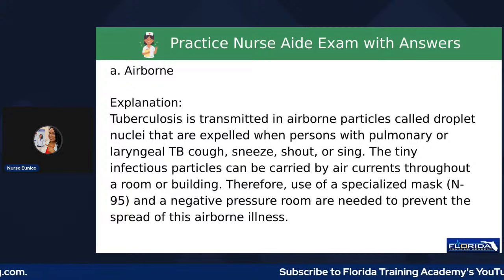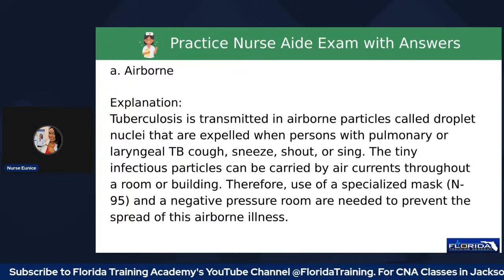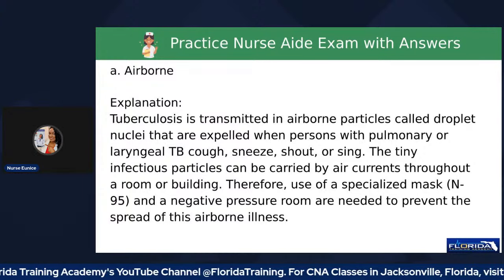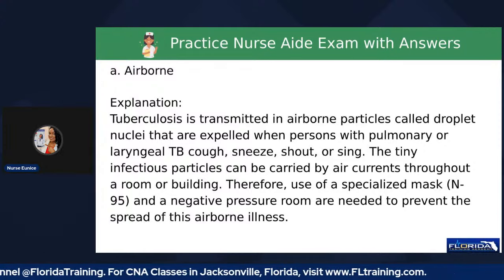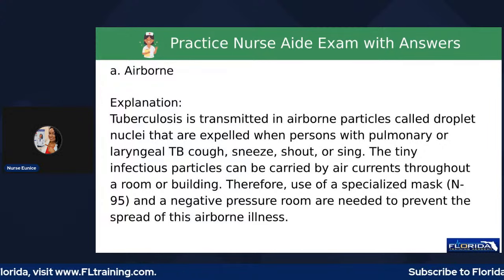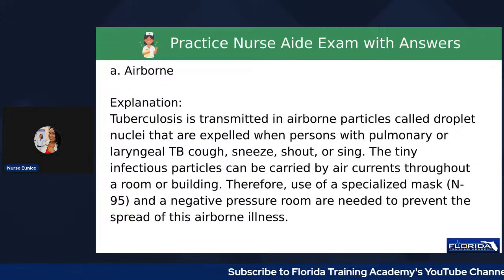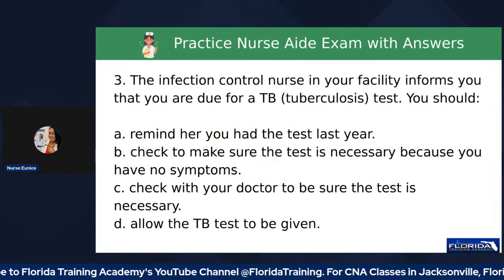And you have to wear a specialized mask called an N95 mask. And if you have them in your facilities, we put these patients in a negative pressure room, which means that whenever you open the door to enter their room, their germs don't go out into the hall. Their germs go out into a different area that's going to be contained. That way the people in the hall don't get tuberculosis. So N95 mask in negative pressure rooms for anybody who has tuberculosis and airborne precautions.